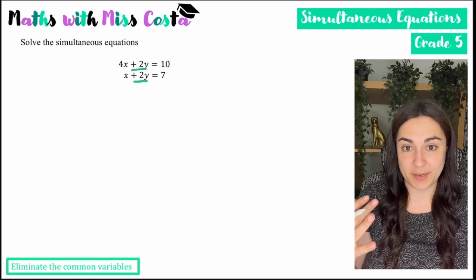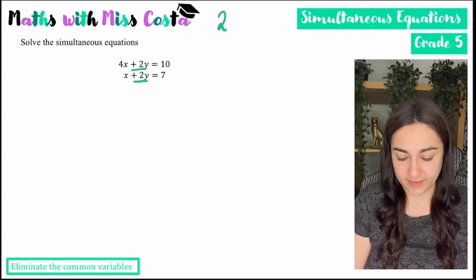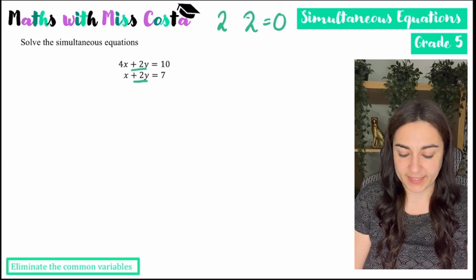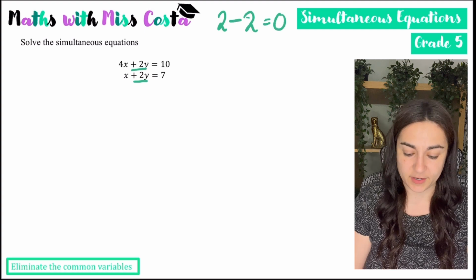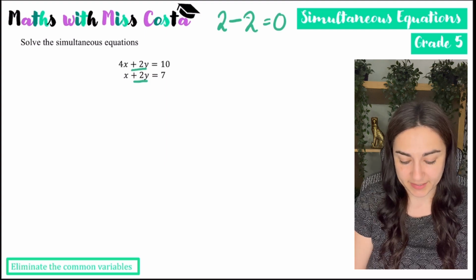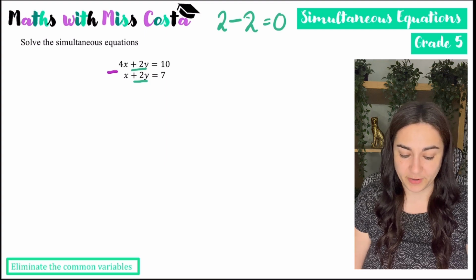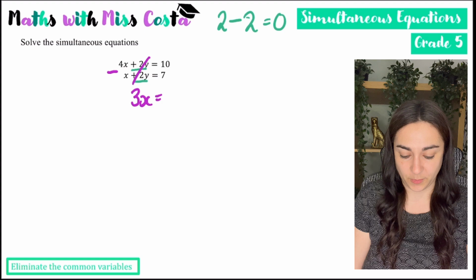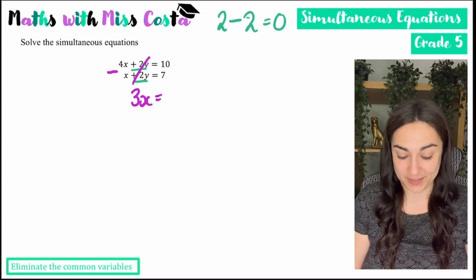So in order to eliminate, I need to think to myself, okay, 2 something 2 must equal 0, and in this case positive 2 take 2 is going to equal 0. So that tells me whether I need to add or subtract my equations. In this case, I'm subtracting them. So 4x take away x gives me 3x. 2y take 2y cancels. That's why I do it.